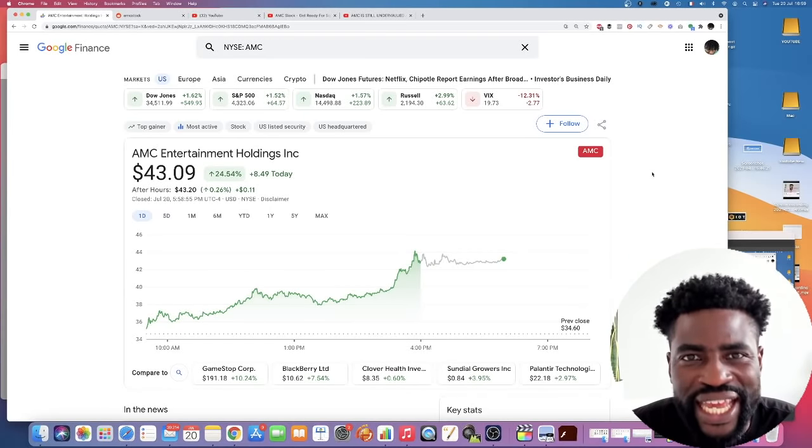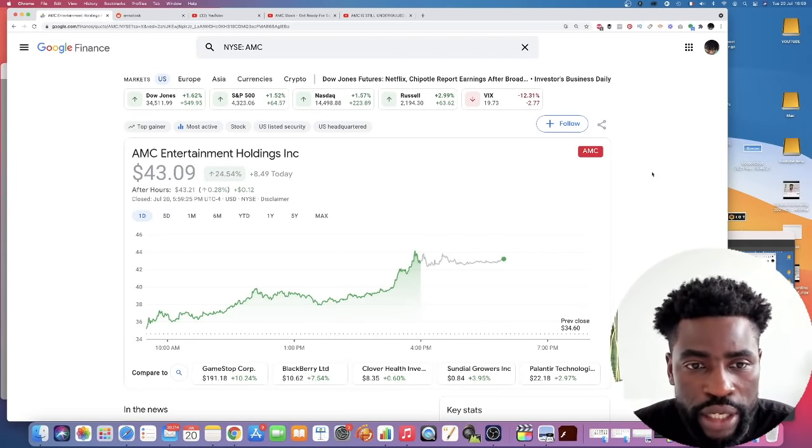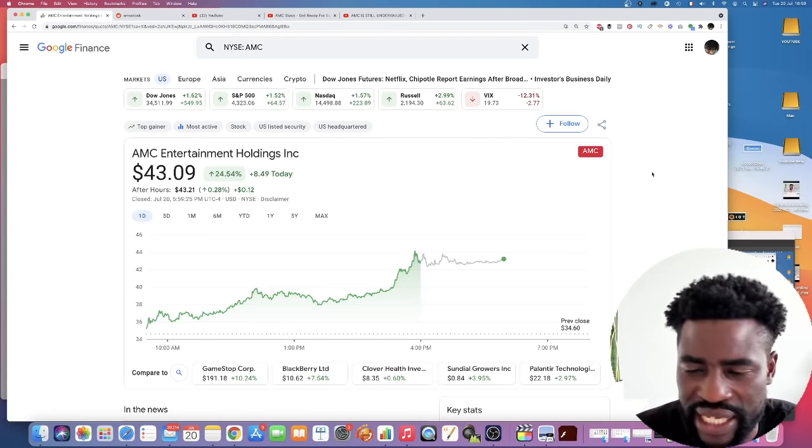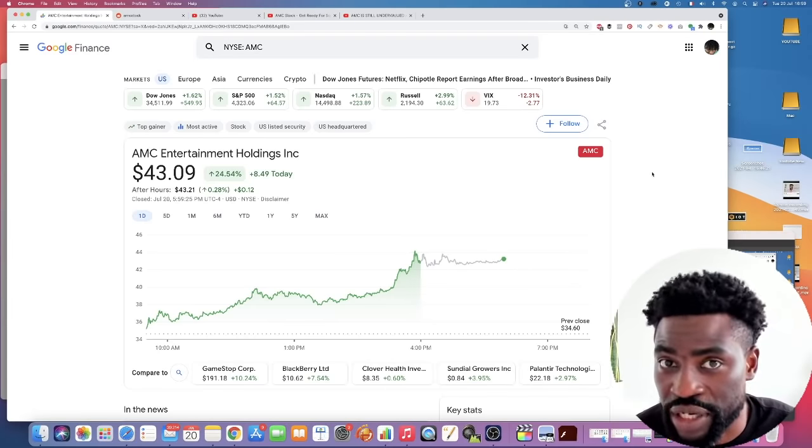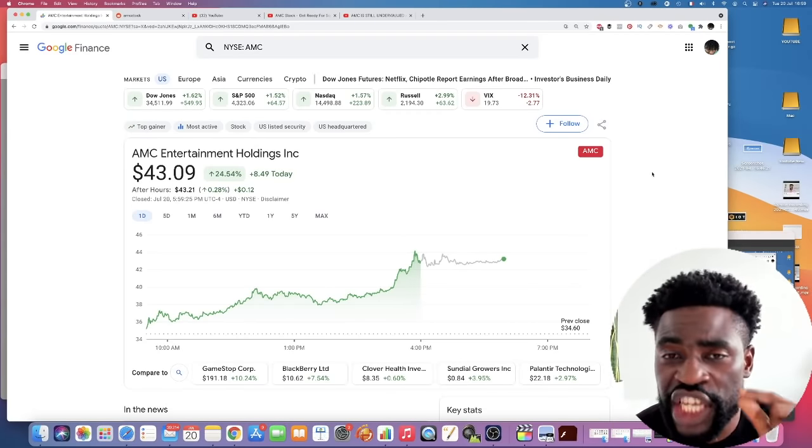What a day for AMC, folks. Well, even the market recovered quickly from the Delta variant fears we had yesterday. But nevertheless, guys, almost 25% on the day, that is good. It's not huge, but it is good.